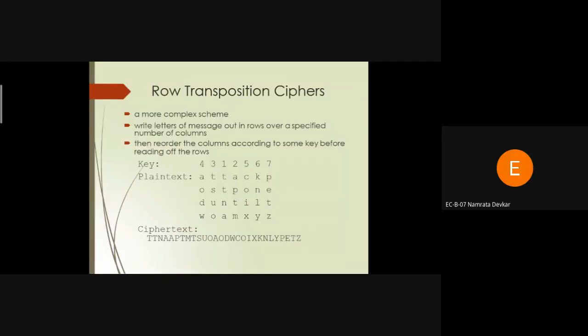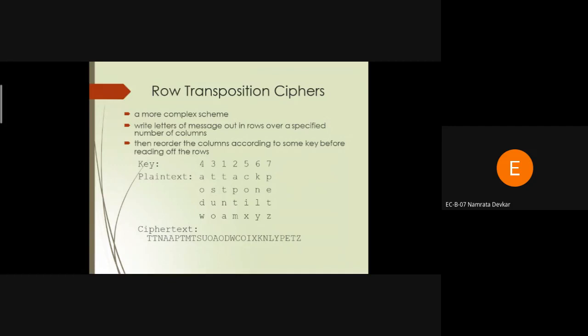Okay, so the first step is that whatever our input message or plain text is, we have to represent that plain text in the 5 by 5 matrix. After that, according to the given key, here the key is also mentioned: 4, 3, 1, 2, 5, 6, and 7. For each column, they mention a particular number. So it is the given key and the given plain text. By using the given key and the plain text we have to encrypt the message.